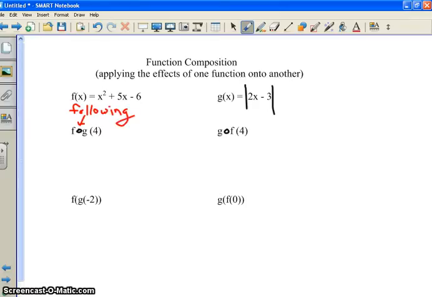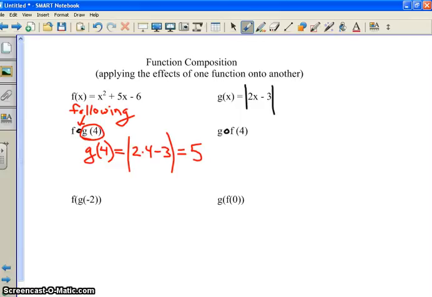So I would read f circle g of 4 as f is following g of 4. That means that f is coming after g. If f is following g, g is in the lead, and f is coming later. So we are going to evaluate g of 4 first. In this case, we're using the g function, so this will be the absolute value of 2 times 4 minus 3. The absolute value of 8 minus 3 is 5. The absolute value of 5 is 5 places away from 0.